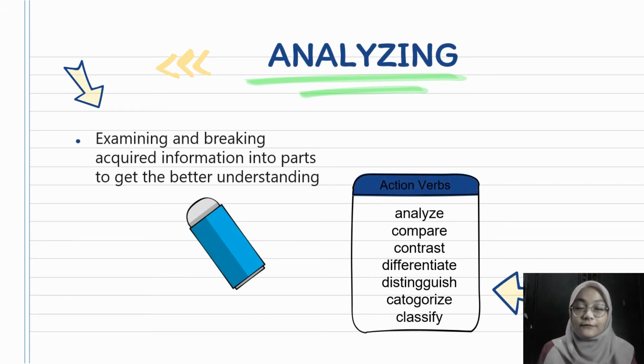The next is the fourth level in the revised Bloom taxonomy, which is analyzing. Analyzing means examining and breaking acquired information into parts to get the better understanding. In this level, the student should understand the various parts of the topic so that they're able to differentiate them and know how the parts are related to each other. The action verbs that can be used is analyze, compare, contrast, differentiate, distinguish, categorize, and classify.